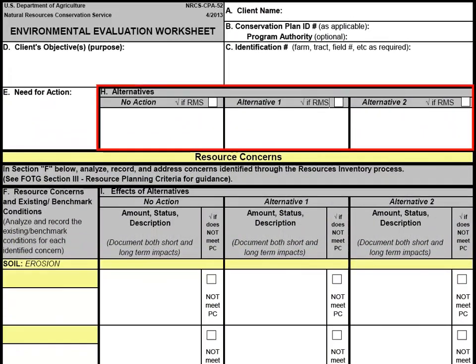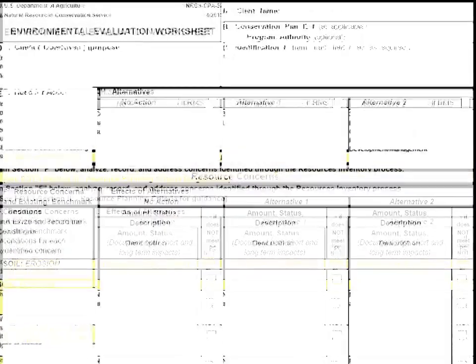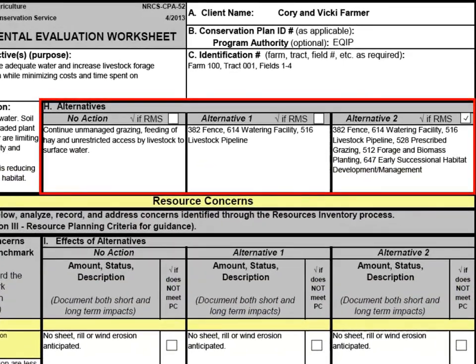Back up toward the top of the form in Section H, Alternatives, the alternatives, including the no action alternative, were recorded. Alternative 1 addressed Mr. Farmer's most immediate concerns, and Alternative 2 included conservation practices to address all the identified resource concerns. Both alternatives took human considerations into account. If you recall, Mr. Farmer had a limited amount of time, and this factor was considered when formulating alternatives. The check mark next to Alternative 2 indicates that this alternative meets the state criteria for a resource management system.